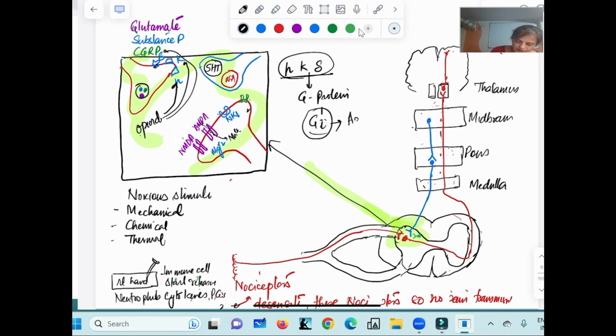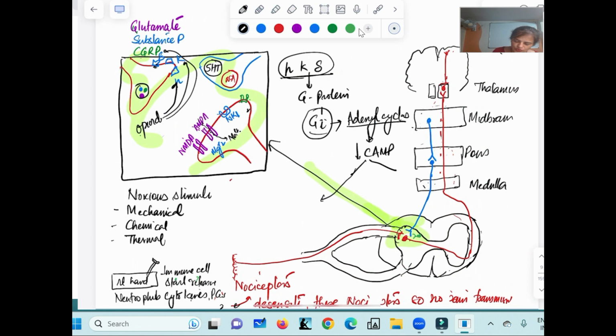inhibit adenyl cyclase, and they are going to decrease the level of cyclic AMP. Once this level decreases, now two things will happen.